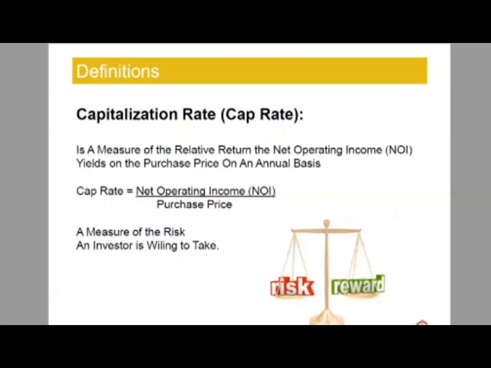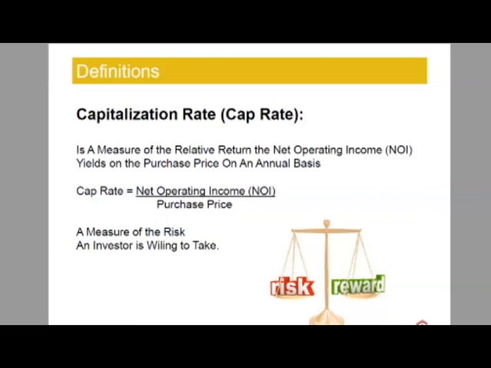All right. Let's take a look at another one. We talked about cap rate, or we showed you cap rate. It's called the capitalization rate, right? It's really a measure of the relative return on the net income yields, on the purchase price, on an annual basis.